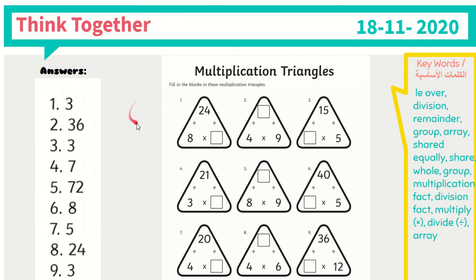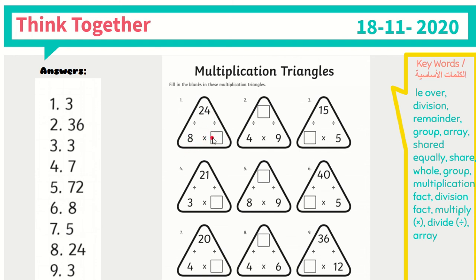Alright, now let's try the multiplication triangles, fact families. Can you fill in the blanks in these multiplication triangles? Try to find the missing number. Number 1, on top you have 24. Divide, and here you have times. So what's the number that is multiplied by 8 we get 24?